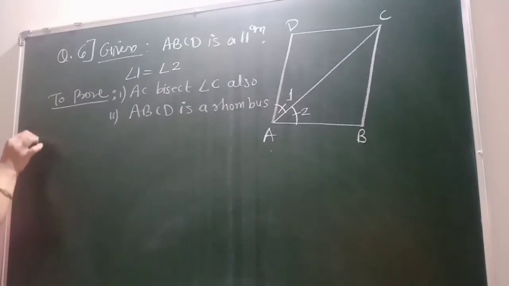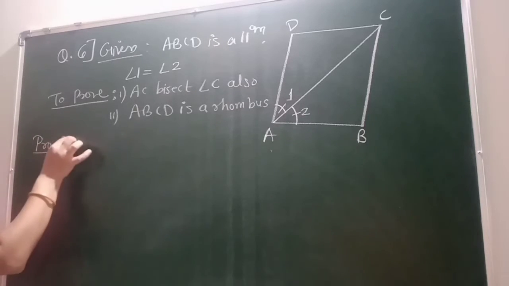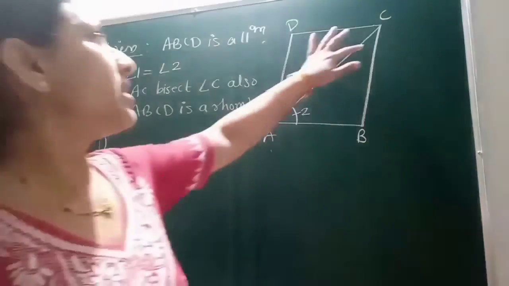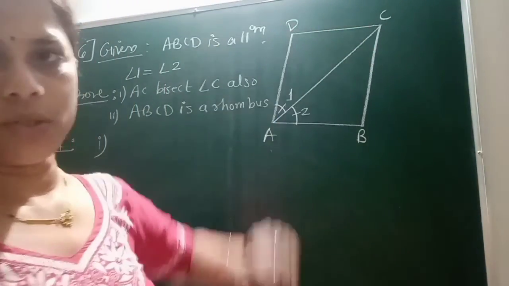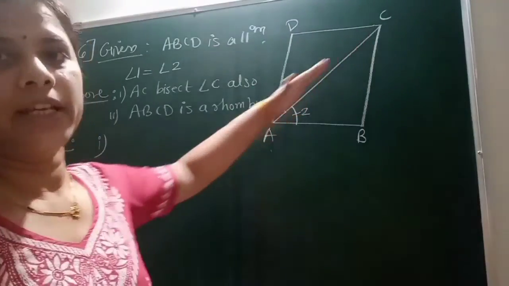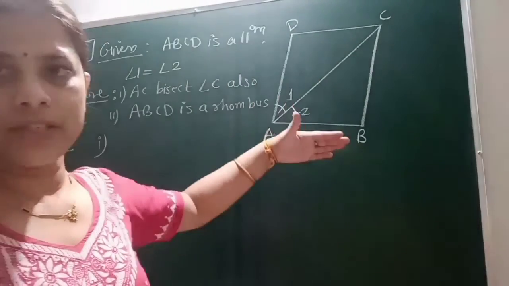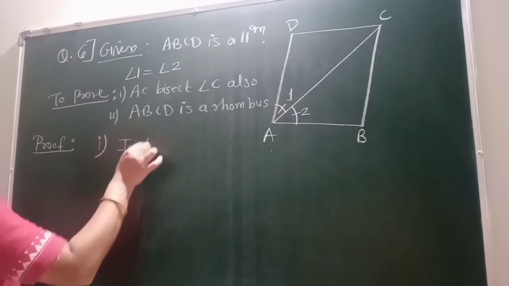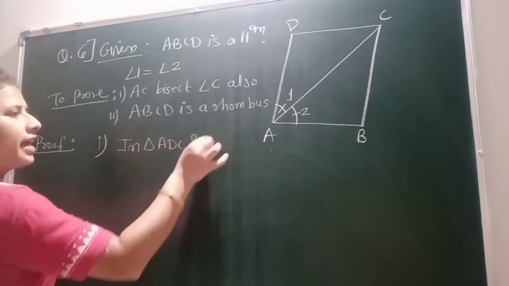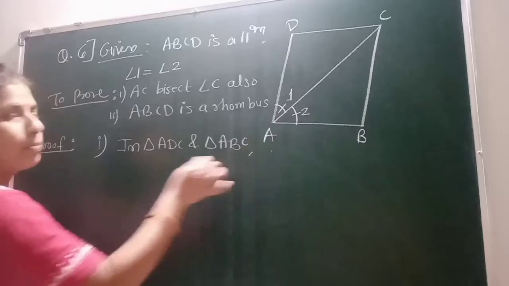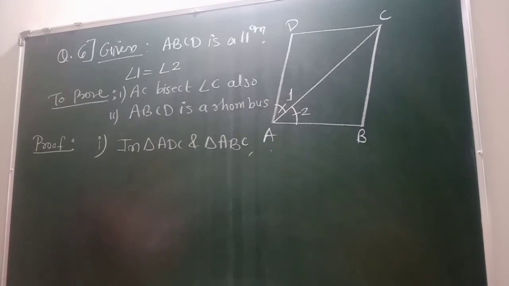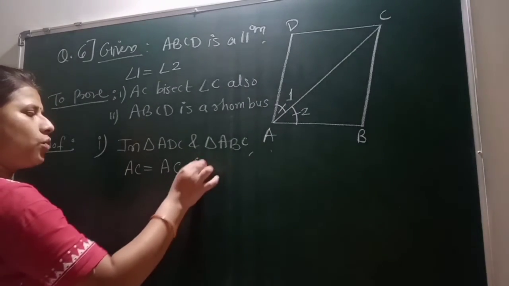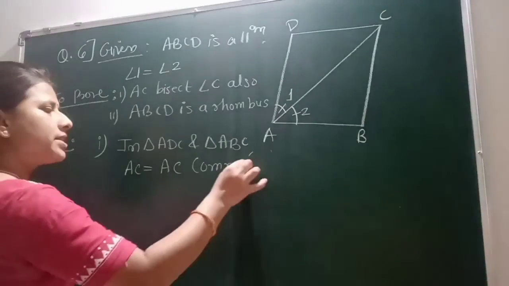Okay student, let's start the proof. First we will prove the first part, in which we have to prove that this AC will bisect this angle C also. Student, as you can see, this diagonal AC is dividing this parallelogram into two parts. So first we will prove both the parts are congruent. So in triangle ADC and triangle ABC, we will prove both the triangles are congruent. Which part is common in both the triangles? Yes, AC equals AC, common side.